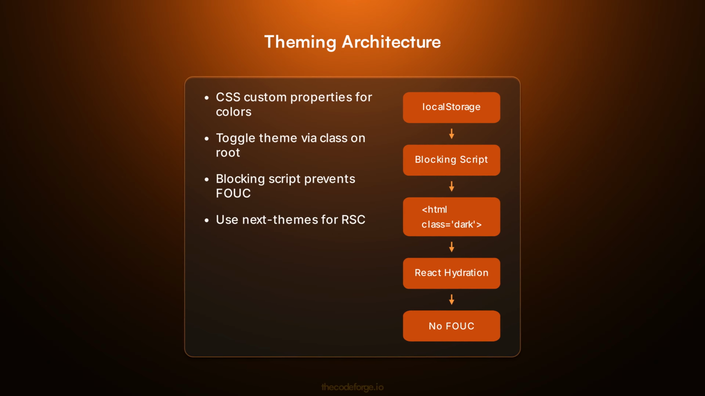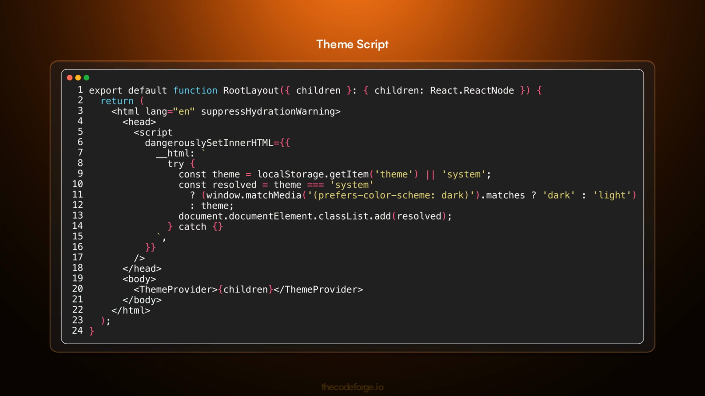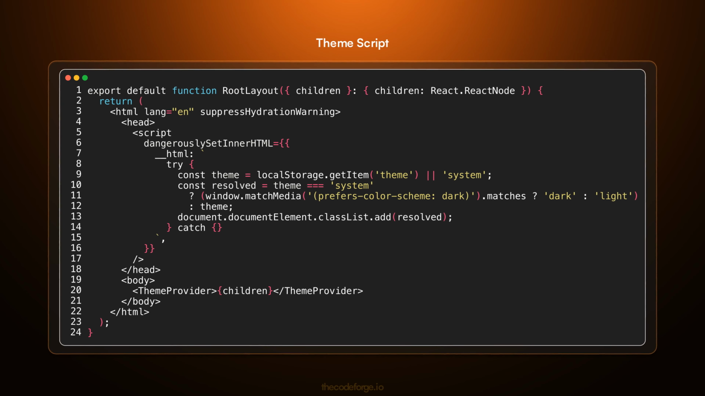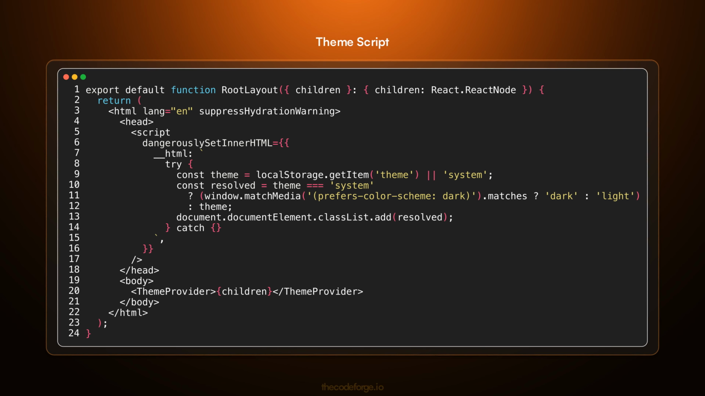Theming must resolve before first paint to avoid flash of unstyled content. A blocking script in the head reads local storage and sets the theme class before React hydrates. next-themes implements this pattern correctly for the app router. This blocking script runs before React hydrates. It reads the theme preference from local storage, resolves system to light or dark, and adds the class to the HTML element. This eliminates FOUC entirely.